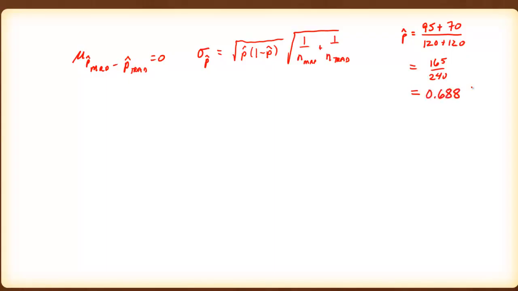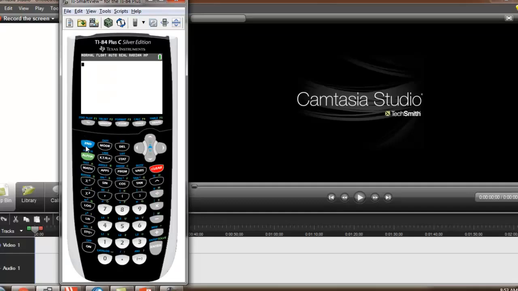0.688. Okay, 0.688. So I use that over here. 0.688. 1 minus 0.688. And then over here, 1 over 120 for my MRP, 1 over 120 for my traditional. So I use my calculator. Square root 0.688, 1 minus 0.688, like that. And then square root 1 divided by 120 plus 1 divided by 120, like so. Hit enter, I get 0.0598.